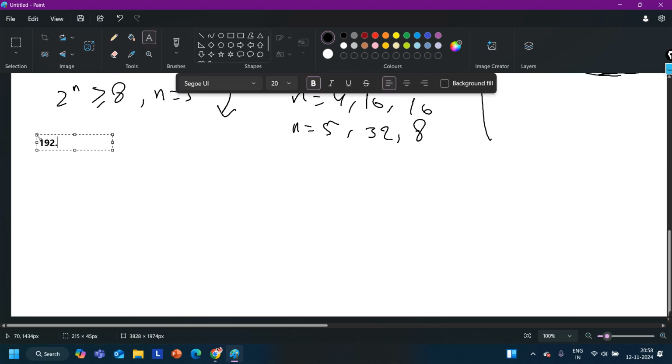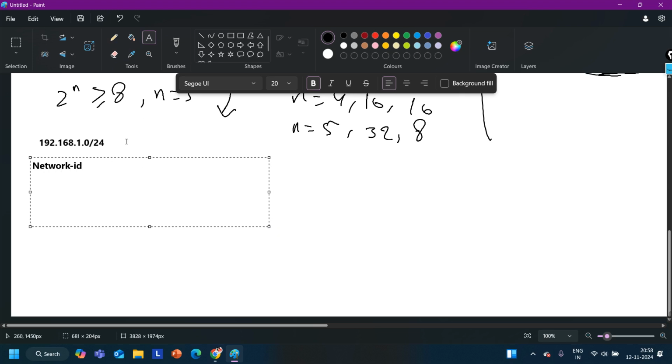Same IP 192.168.1.0/24, and I need to divide it into two parts. Now a few questions come to mind. Two networks are required. The most important question is how you will find the two network IDs. First network ID is this one, right? What will be the second network ID?